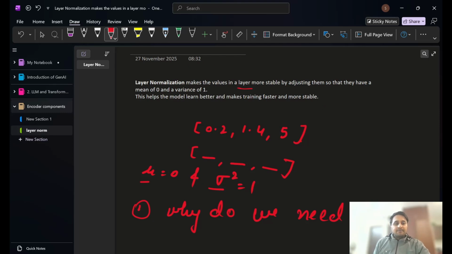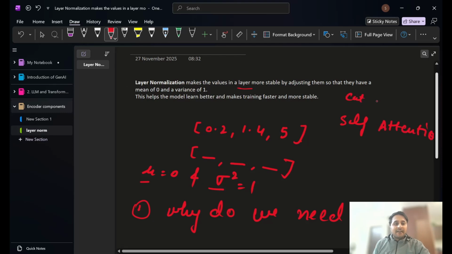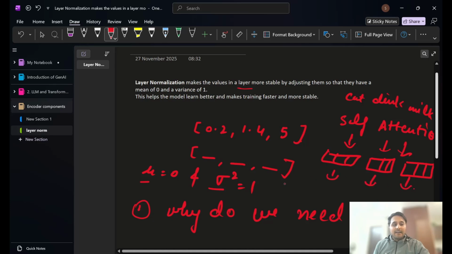We take the output of the self-attention. I hope you all watched my last video, in which I explained self-attention in a super simple way. For the output of self-attention, we saw that for each word, cat, drink, milk, we get a vector of dimension 3. Now we apply layer norm on each vector, and after that we will get the normalized values.